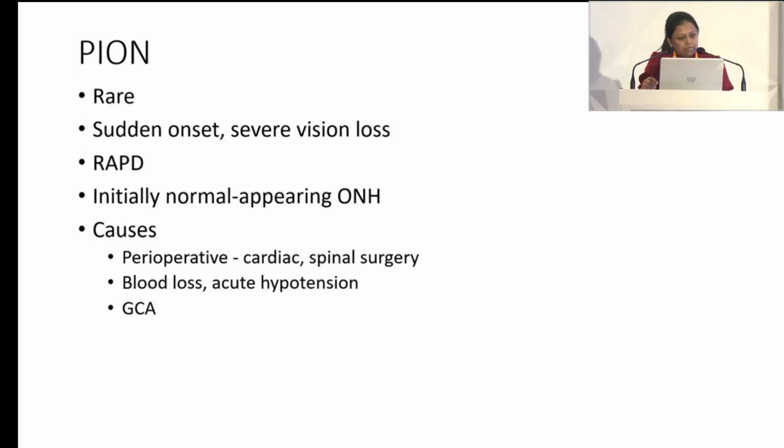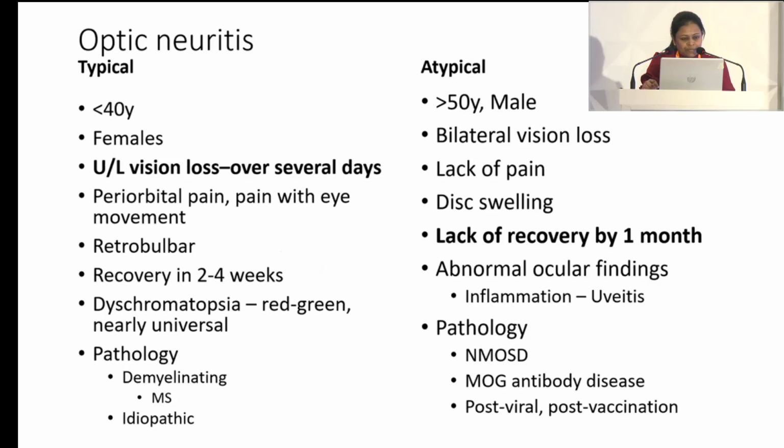Posterior ischemic optic neuropathy is extremely rare. It occurs in the context of the perioperative period, like cardiac and spinal surgeries, acute blood loss, acute hypertension, and giant cell arteritis. They will have signs of optic nerve dysfunction like vision loss and RAPD, but in the initial stages the optic disc appears normal.